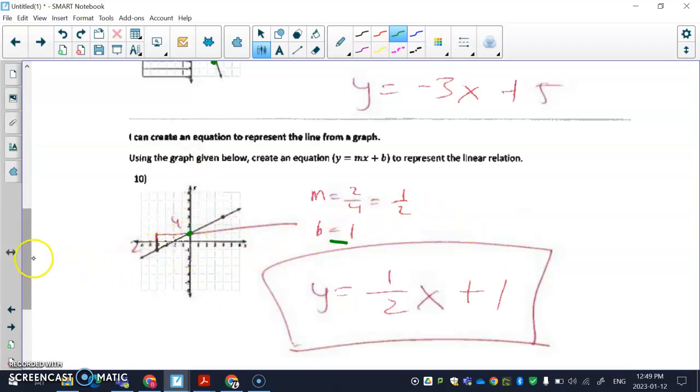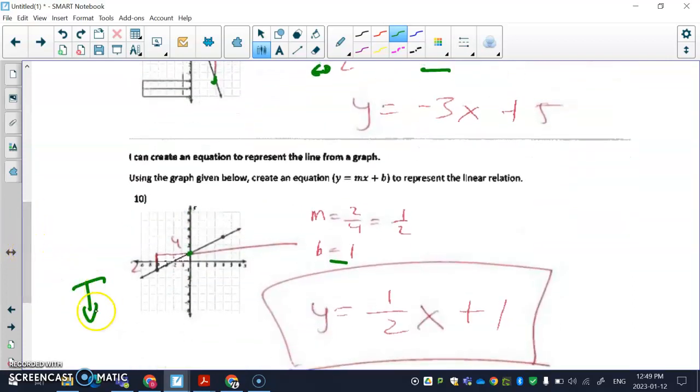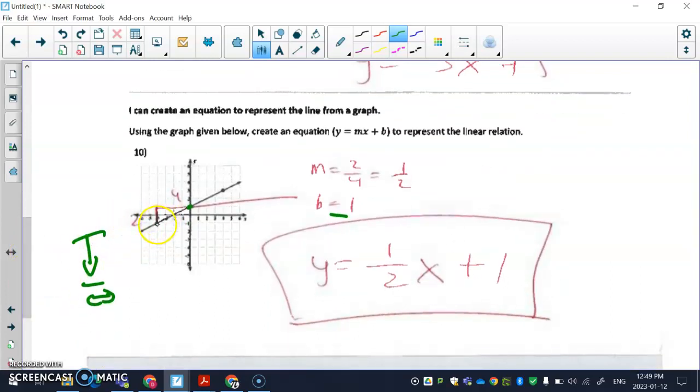Well, again, look up here. I want to know how much I go up and down and divide that by how much I have to go over. And my 2 points here, I'm going to take this point and this point here, and I went up 2 over 4. So it's up 2 over 4. 2 over 4 is 1/2. That's how I got this as my slope, 1/2.